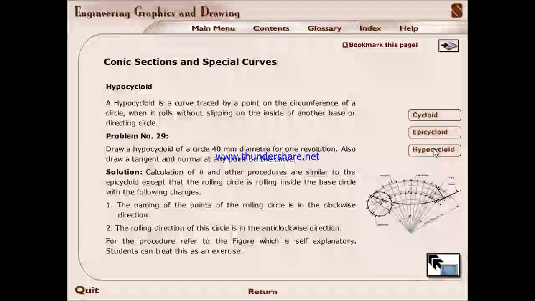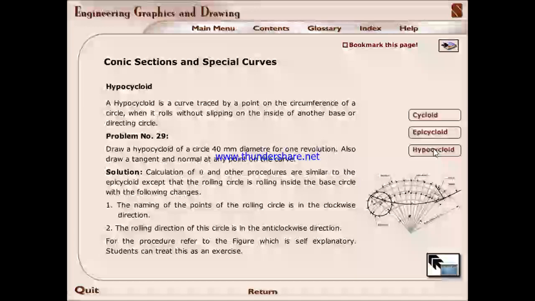Solution. Calculation of theta and other procedures are similar to the epicycloid, except that the rolling circle is rolling inside the base circle, with the following changes. The naming of the points of the rolling circle is in the clockwise direction. The rolling direction of this circle is in the anti-clockwise direction. For the procedure, refer to the figure, which is self-explanatory. Students can take this as an exercise.